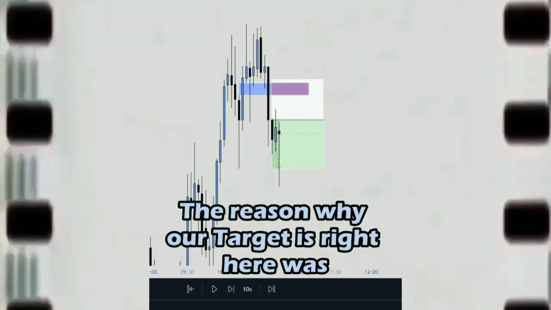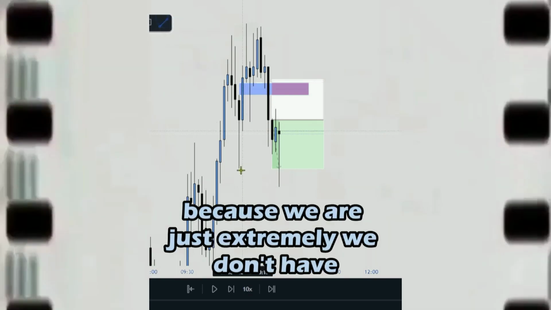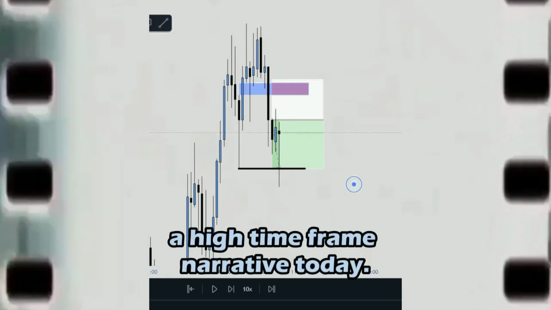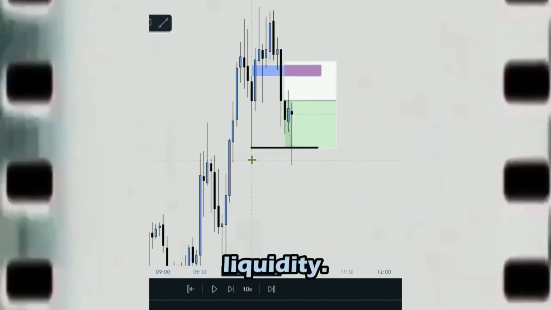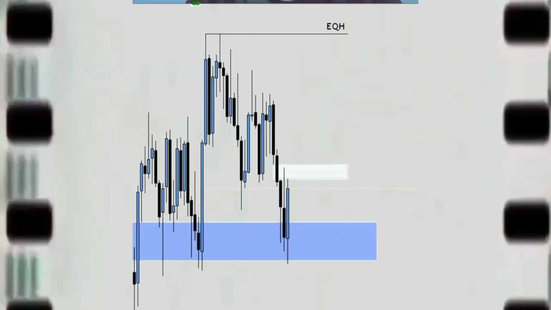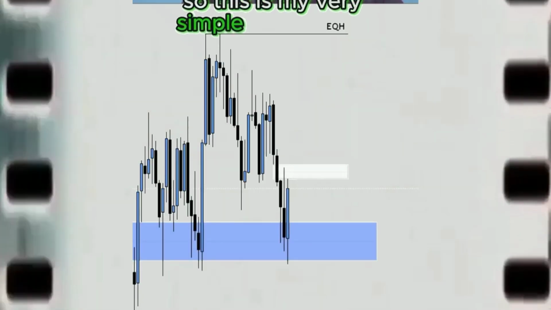The reason why I targeted right here was because we don't have a high time frame narrative today, and that was just a very clear sell side liquidity. Stop trading liquidity incorrectly and you will be able to catch trades like this every single day. So this is my very simple day trading strategy.